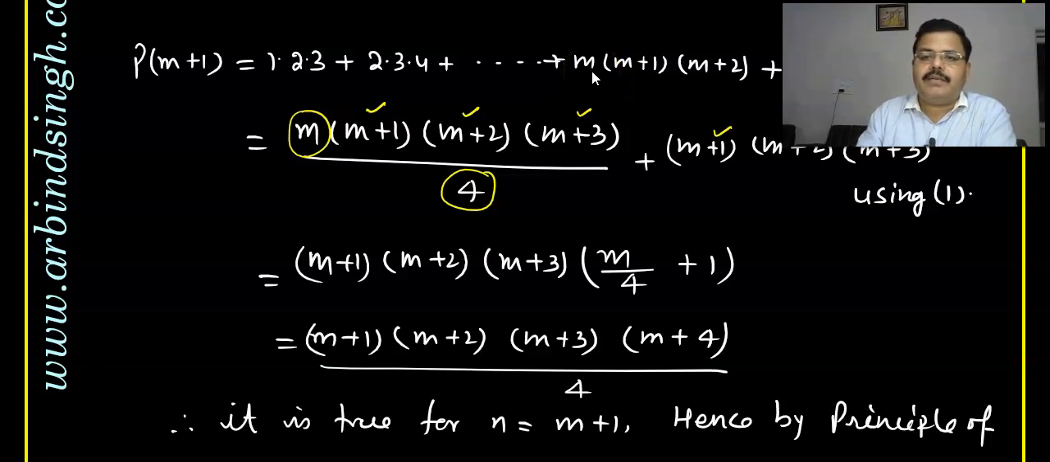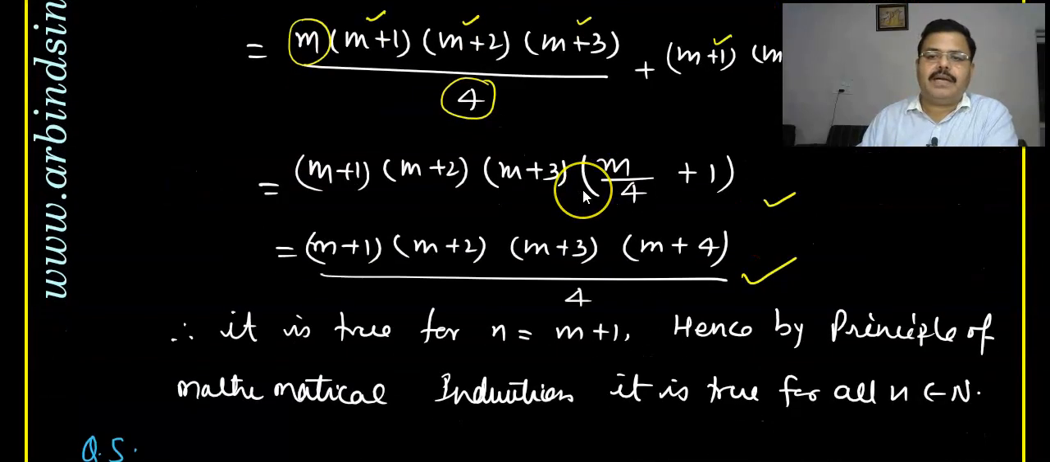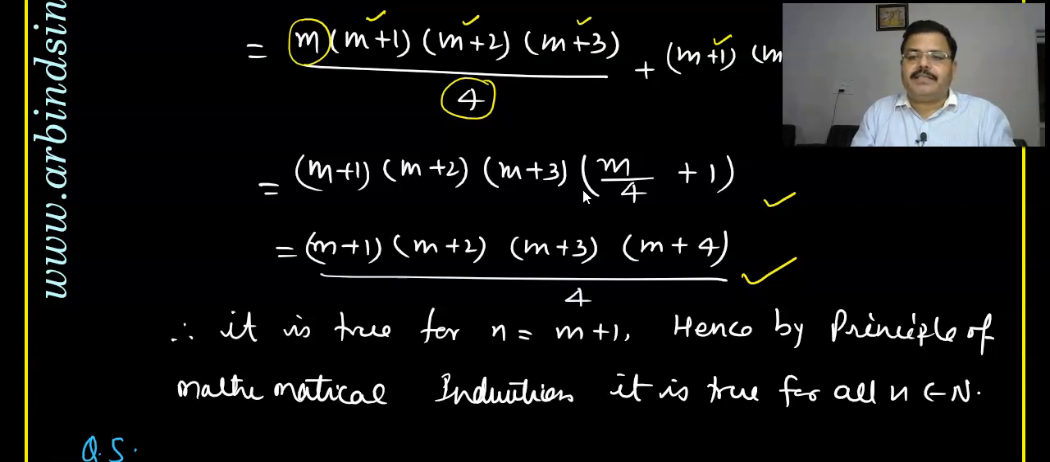Now if I take the LCM, then it will be (m plus 4) and the whole divided by 4, so this result will come. And wherever there is an m, now it is m plus 1. In place of m there is m plus 1: (m plus 1) into (m plus 2) into (m plus 3) into (m plus 4) divided by 4. So since it is true for n is equal to m plus 1, hence by the principle of mathematical induction, it is true for all n.